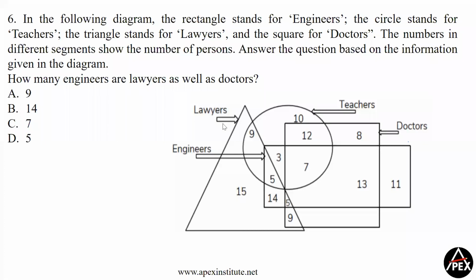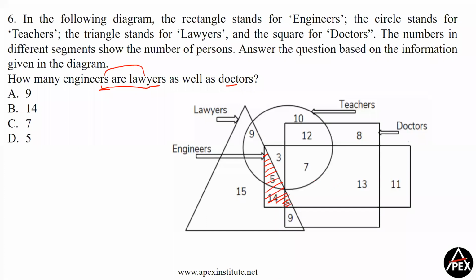Okay. So triangle represents lawyers, rectangle engineers, circle teachers, square doctors. So we need to find engineers who are lawyers as well as doctors. So the region should be common to engineers, lawyers, and doctors, isn't it? So first, let us find the region common to engineers and lawyers. Engineers is represented by rectangle and lawyers by triangle.